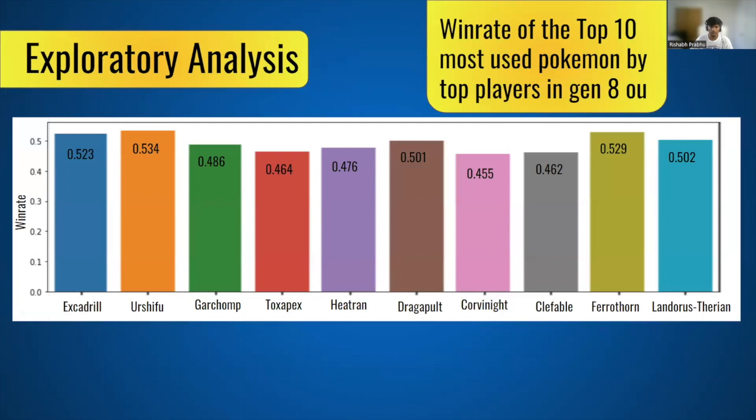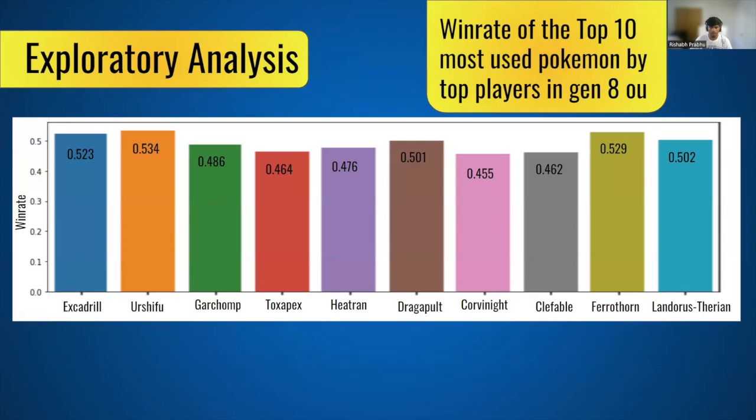On to the exploratory analysis. Right here, I have a bar graph showing the win rate of the top 10 most used Pokemon in Gen 8 OU. An important thing about the dataset I used is the matches were only taken from top players within the top 500 of Gen 8 OU players.